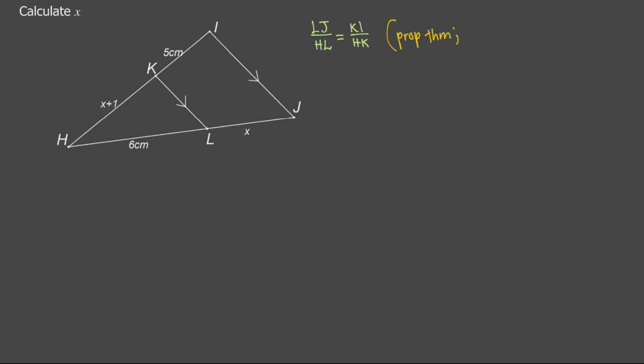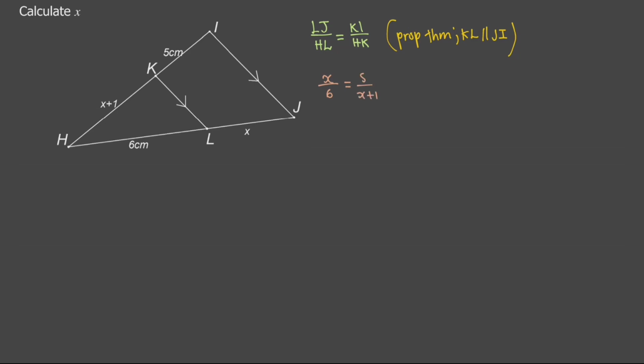And remember, when you use this reason, you have to state your parallel lines. In this case, it's KL, which is parallel to JI. You can also use the other reason, which states that a line parallel to one side of a triangle, so that reason will also be acceptable in this case. So we just substitute. We know that LJ is x over HL, that's 6, which is equal to KI, that's 5, over HK, that's x plus 1.